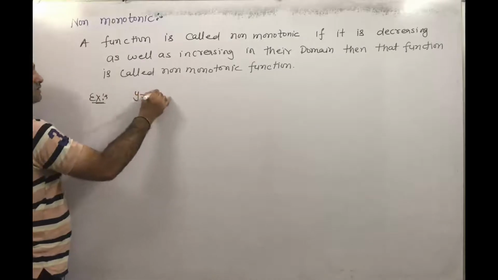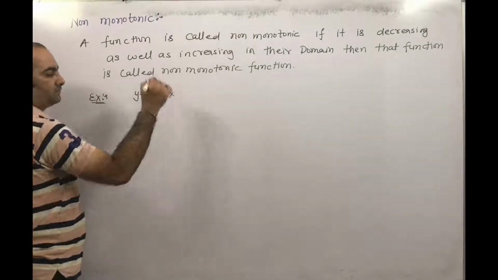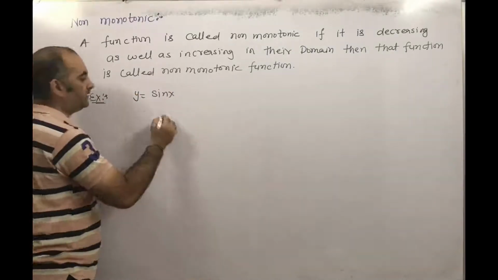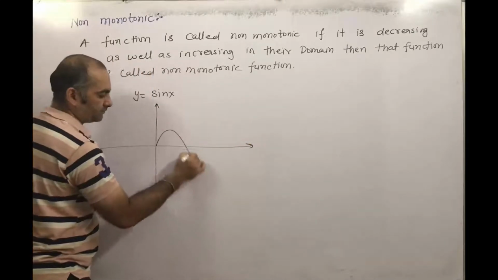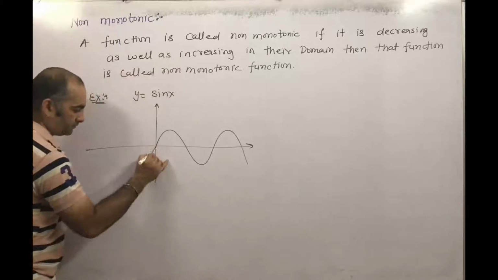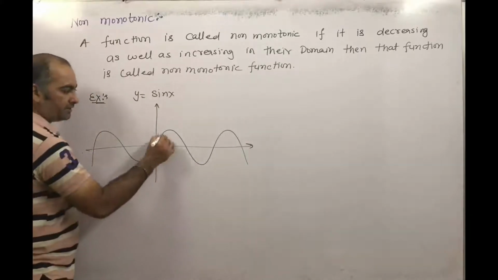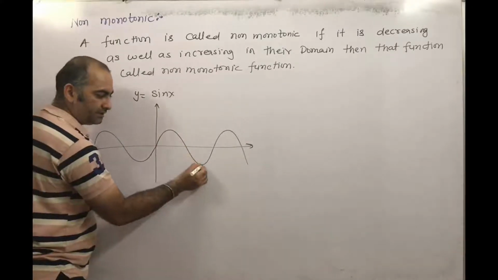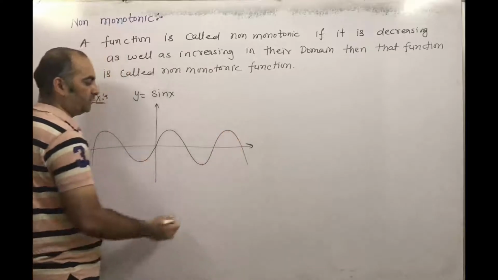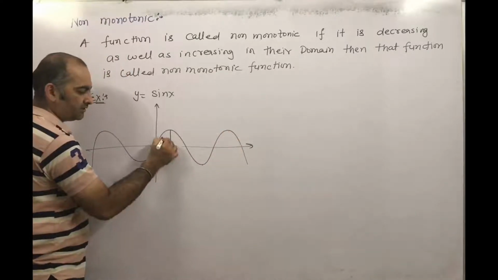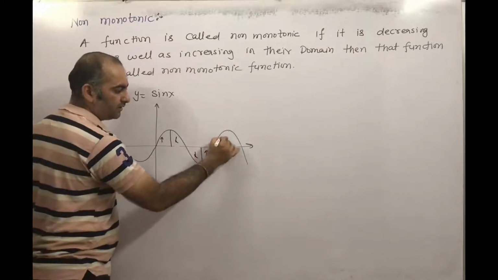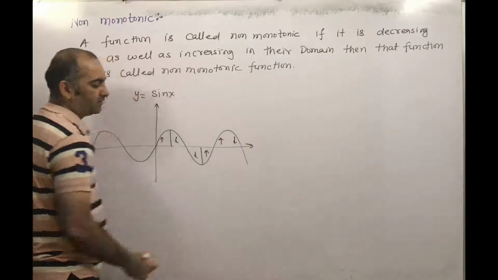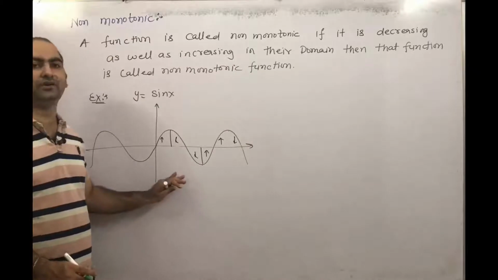y equal to sin x. So sin x graph, if you see, this graph will come like that. So you can see here it is increasing, then again decreasing, till here it is decreasing, then again it is increasing, then again it starts decreasing. So this is non-monotonic function.